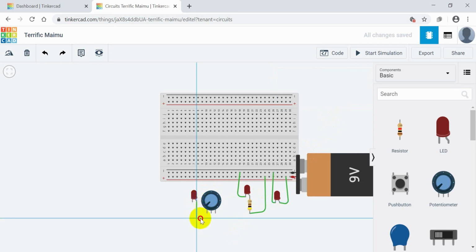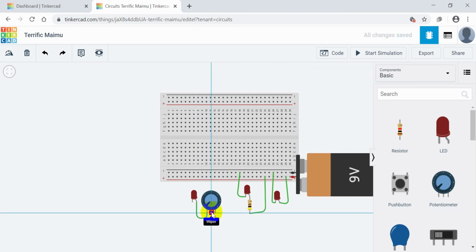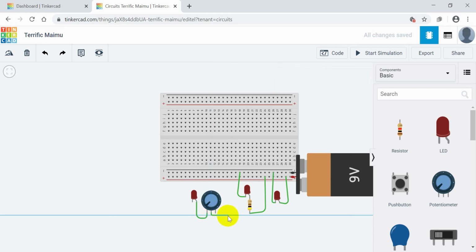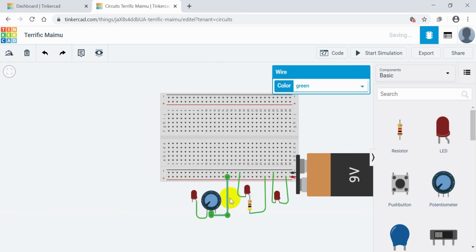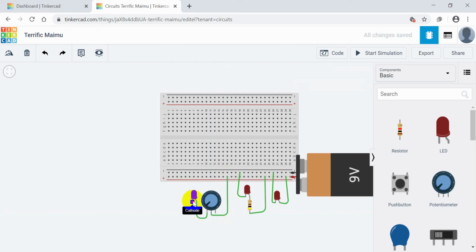Anode. Again, the wiper contact is connected to the positive terminal of the battery. Next, the cathode is connected to the negative terminal of the battery. Now again go for simulation.